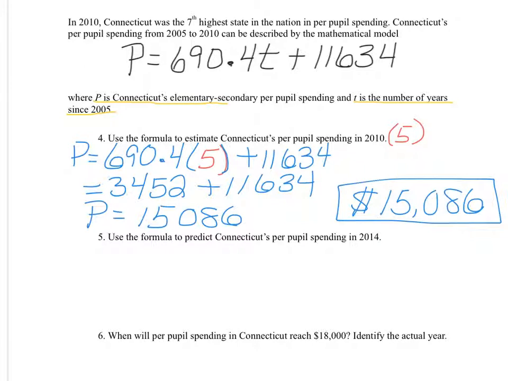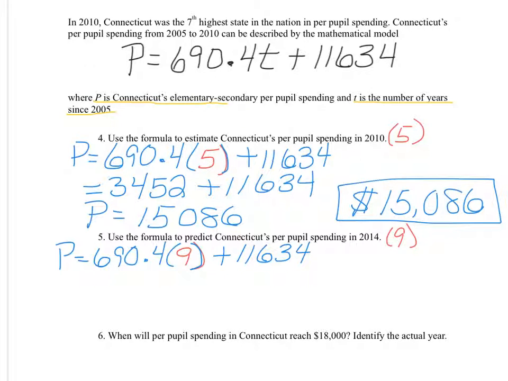Use the formula to predict Connecticut's per-pupil spending in 2014. All right, well, how many years after 2005 is 2014? If 2010 was 5 years after, then 2014 would have to be 9 years after. So we're going to do the same thing, except this time we're putting 9 in. So P equals 690.4 times 9 plus 11,634.